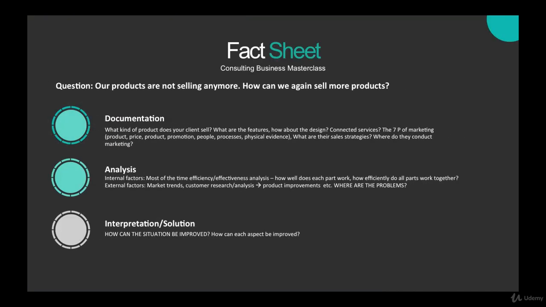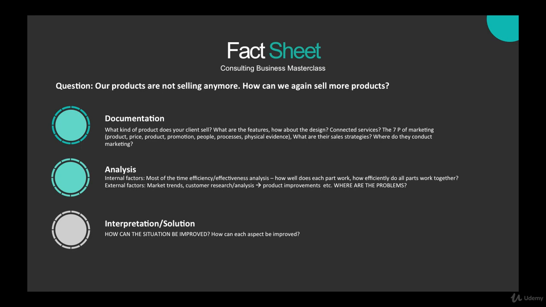So here's now how to structure your fact sheet. As we already said, we have three parts, and those are documentation, analysis, and interpretation/solution. So the question, for instance, could be, our products are not selling anymore. How can we again sell more products? The documentation would include what kind of products your client sells. So what exactly are they selling?